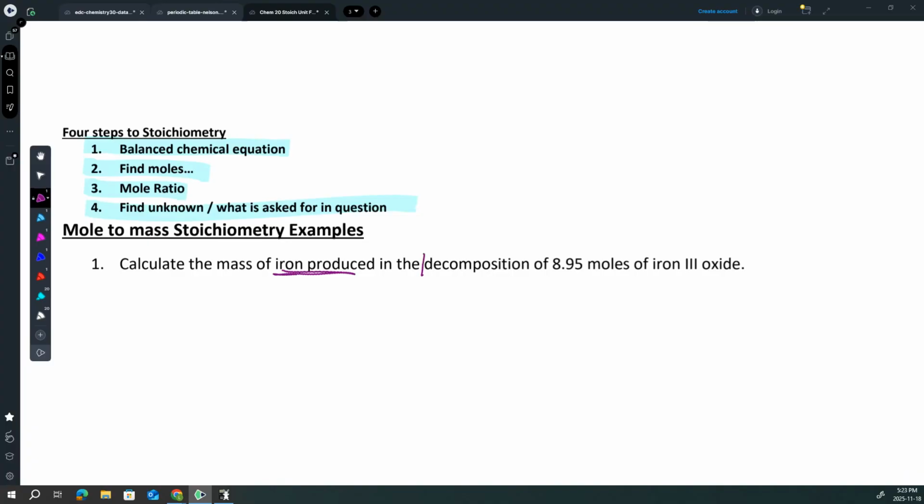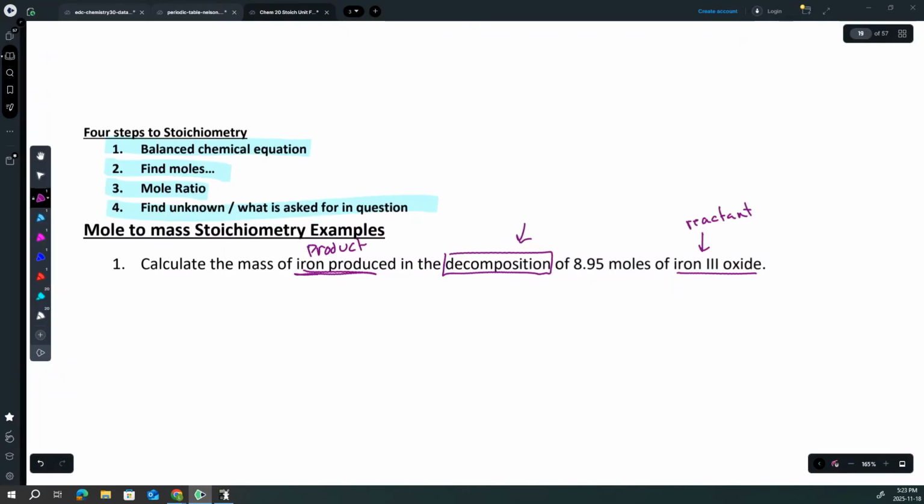We're also told that this is a decomposition reaction. Okay, so this is a product. I'll worry about that later. Okay, but we're told that this is the decomposition of iron 3 oxide. So this is going to be a reactant. So that's where I'm going to be starting.